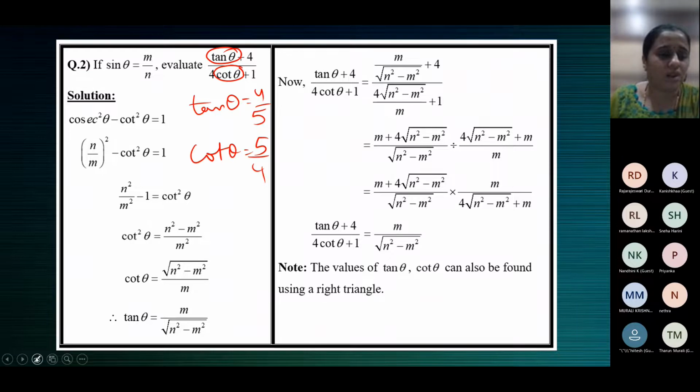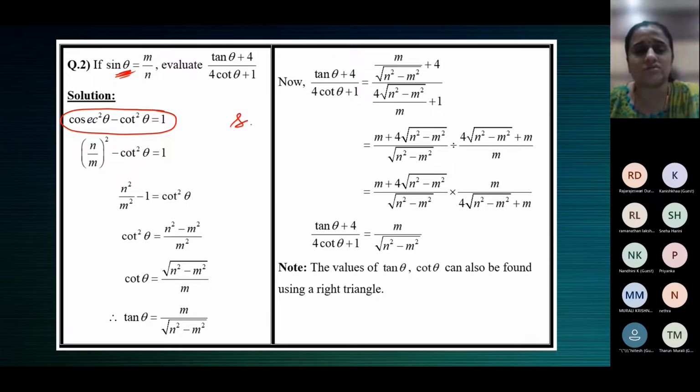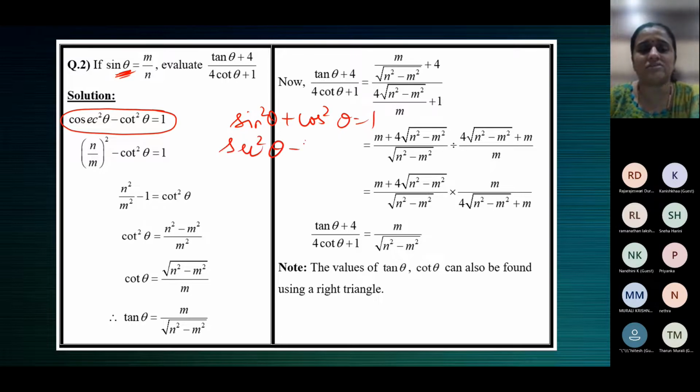Now what you see here is we have only sine theta, but with sine theta, you can also find cosecant theta. If sine theta is m by n, cosecant theta is n by m, reciprocal ratios. So we know this identity: cosecant square theta minus... write down all the three identities if you want. Sine square theta plus cos square theta is 1. Then secant square theta minus tan square theta is equal to 1. Let me write it more neatly, one minute.